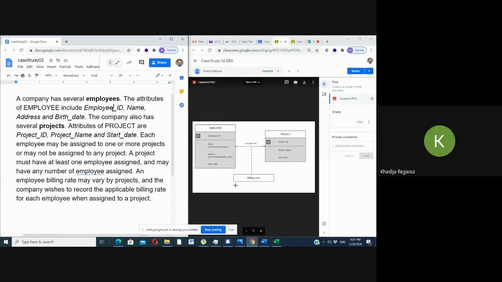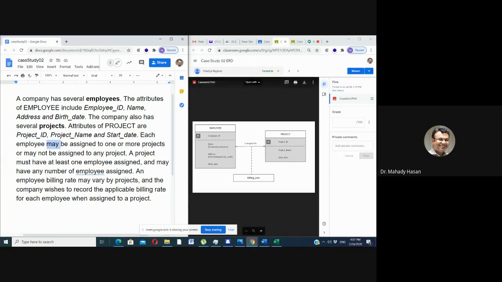Binary relationship. Why binary? Only two entities are there. Okay, very good. Each employee may be assigned to one or more projects. That means an employee is assigned to more projects, so the many sign is there. And it mentioned that an employee may not be assigned to any project. That's why you have put optional.